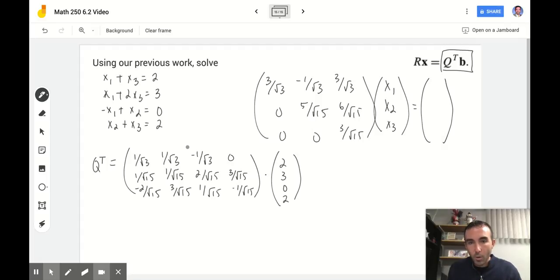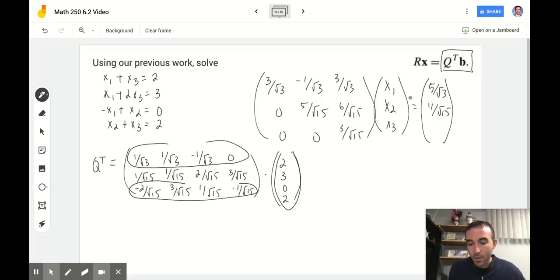So that is a big row by column. That multiplies out, I'll save you the agony, to 5 over radical 3. Same thing here, I'll do row by column. So that is 11 over radical 15. Same on the last row by column. If I do those together, I get 3 over radical 15.